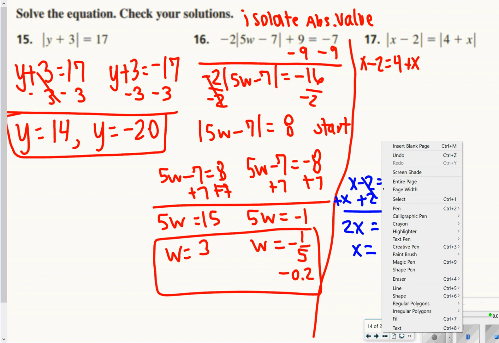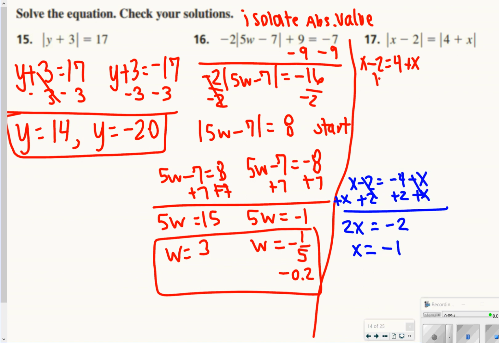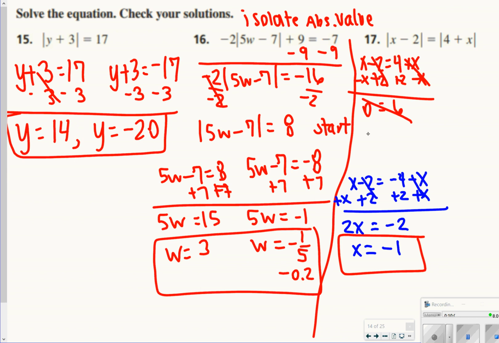This one up here in red, if I add 2 to both sides and subtract x from both sides, I get 0 is equal to 6, and that's not true, so we would not use that one. So the only solution we have for number 17 is x is equal to -1. You wouldn't say no solution because you still have one solution that you can use. You can use -1, okay? So this one would technically be extraneous. But you would only report the one that works, okay?